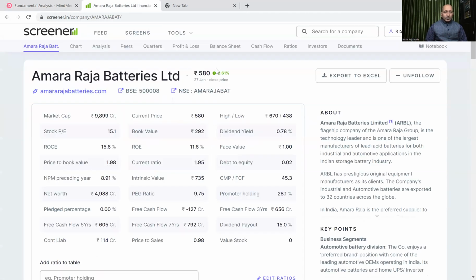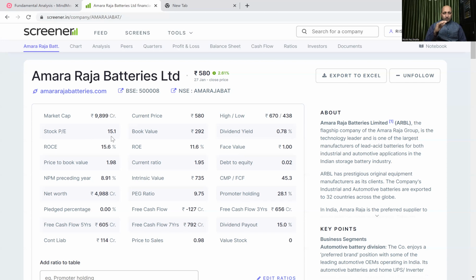So we can see here Amara Raja Battery price to book value 1.98. So what does it tell us? For a book value of 1, the price is 1.98, and people are ready to pay this extra price because Amara Raja is a good company. Second thing, price to sales 0.98, almost equal. People are paying equal to the sales value; if sales is 1, price is 0.98. Now another thing, price to earnings PE 15.1. So for every 1 rupee of earning, the price is 15 rupees. So it is good.